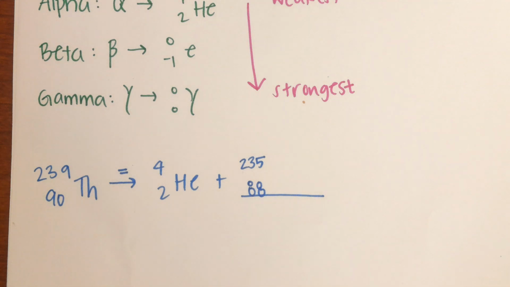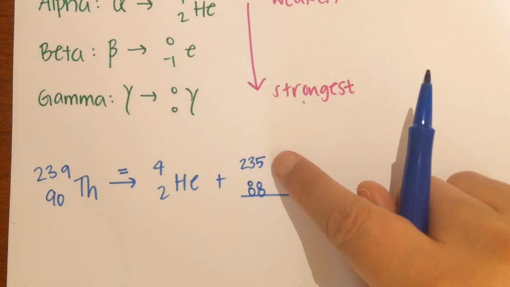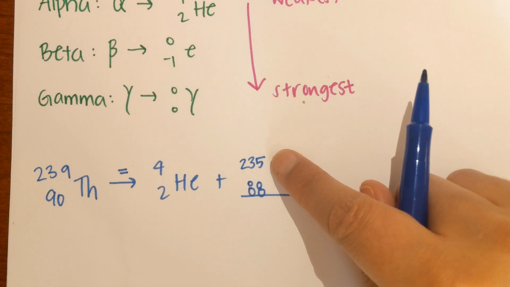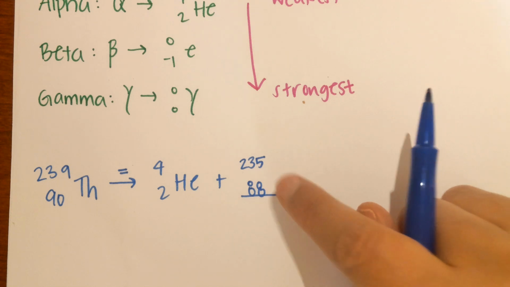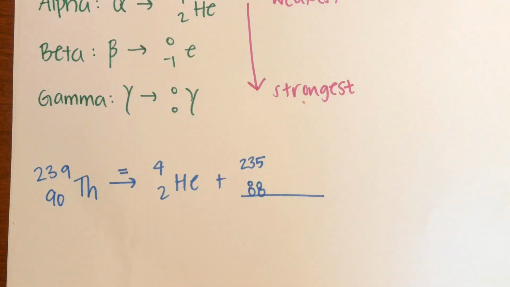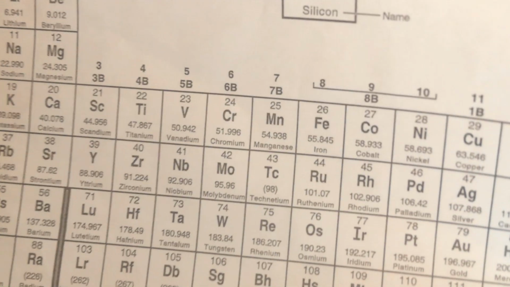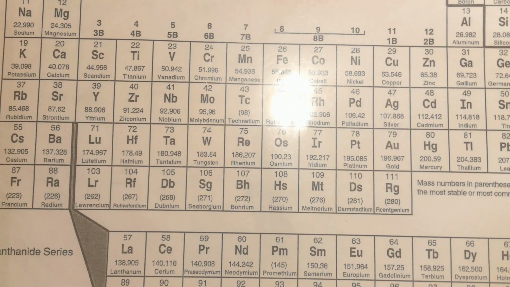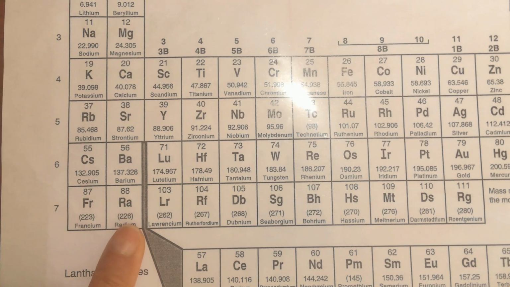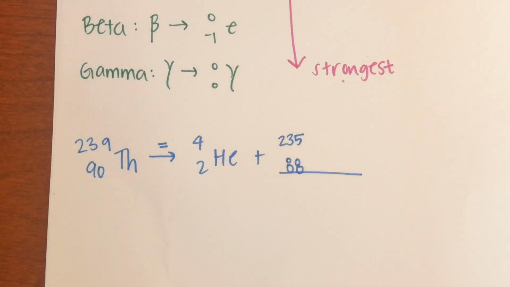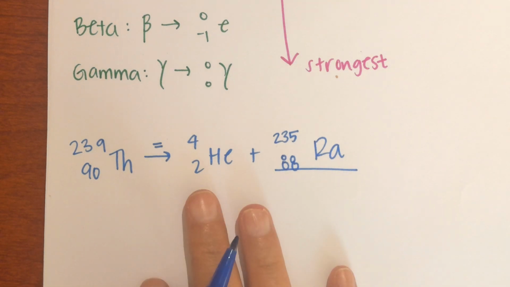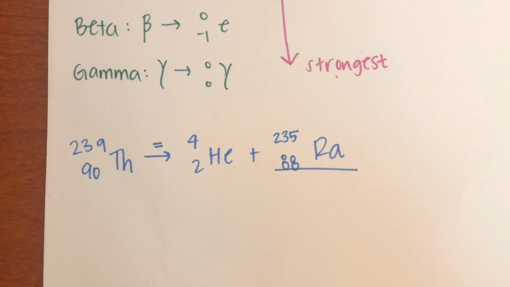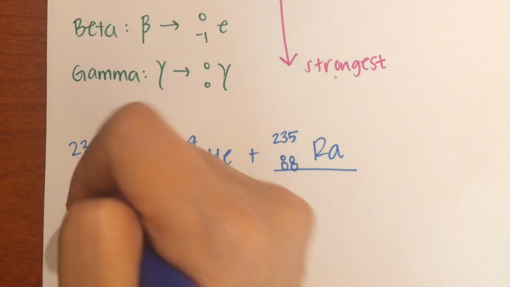Now that we have our top and bottom number, you have to remember with isotopes that the top number always represents the mass, and the bottom number always represents the atomic number. So we are looking at the bottom number to figure out what element that is. 88 on the periodic table will be radium, and we're going to write that symbol Ra. And that's pretty much how you solve a missing isotope. So that's alpha.